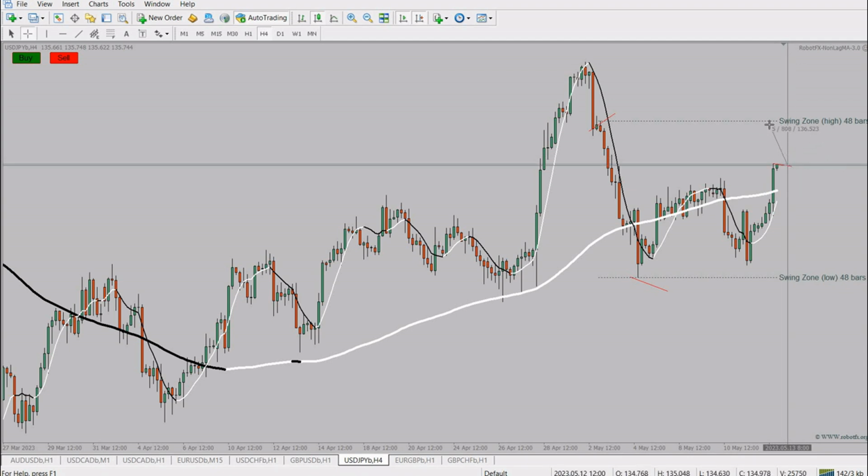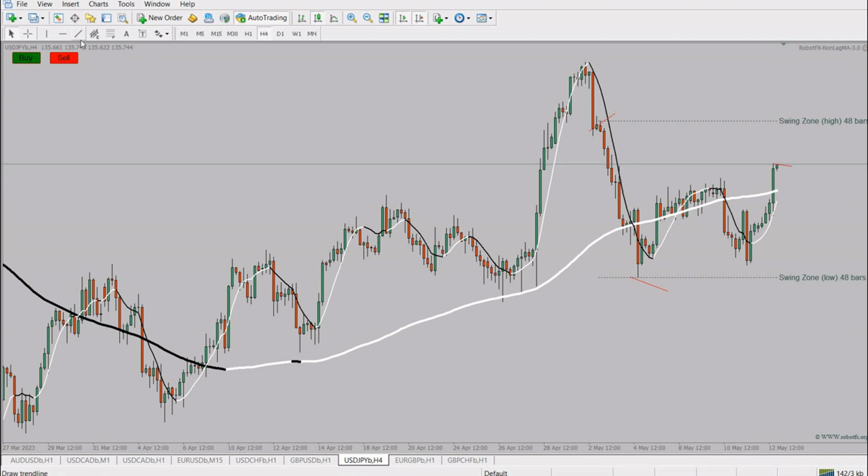And for the downtrend, it will measure the distance from the swing zone low. So from the high, it will measure the distance. If it is bigger than the 30 pips, then it will validate the trade. It will open it. If it's smaller than 30 pips, it will not validate. It will ignore that signal.